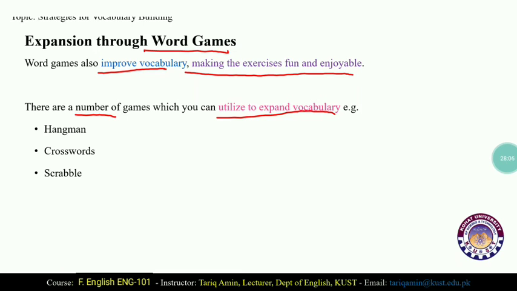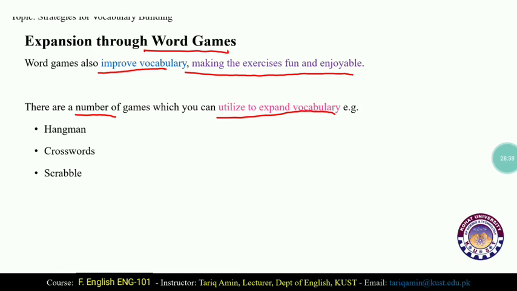At least you can guess its meaning, and we can learn vocabulary through antonyms and synonyms as well. Antonyms are the words having opposite meaning, and synonyms are the words having similar meaning. We discussed intelligence, and we discussed its different synonyms, for example smart, and we discussed its antonyms as well.